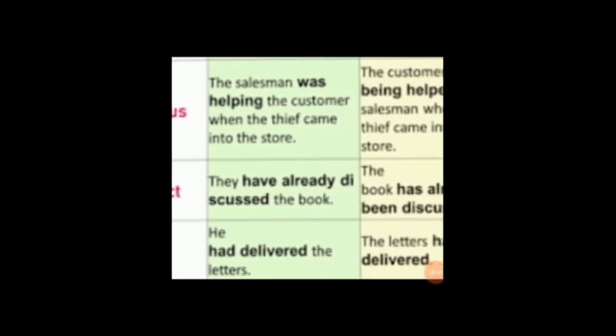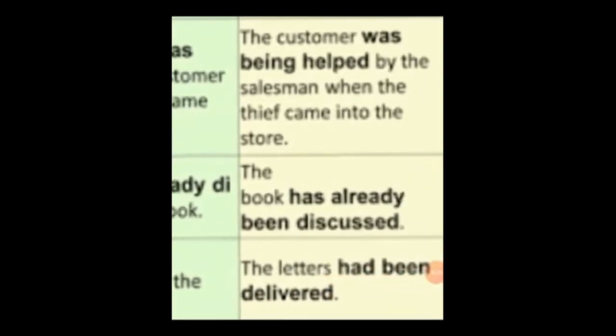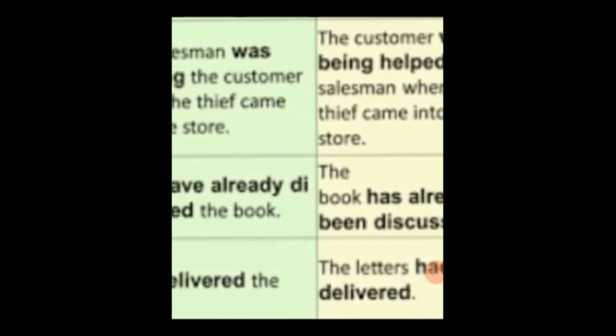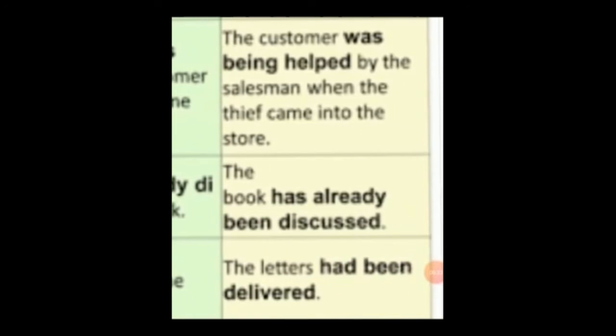The sentence in the active voice is, the salesman was helping the customer when the thief came into the store. Right? So the salesman is the subject. What he was doing, he was helping the customer. So to change it into passive, the customer was being helped. The object was the customer who was being helped. The action was helping, and this was being performed on the customer.